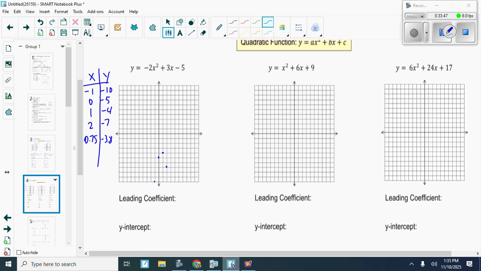-3.8, it's right about there. All right, so there's our parabola. We have a couple of points. We for sure have our intercept, and we have our maximum value.